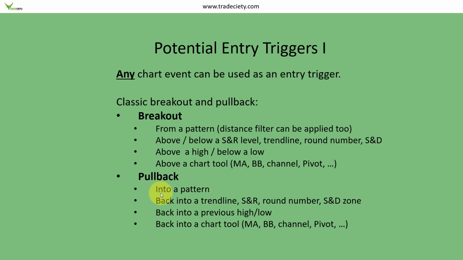And also, how do we trade the pullback? Do we just wait for the market to hit the neckline, or do we wait for the market to pull back and show us some reaction? We could have a pullback back into a trend line, back into a support and resistance level that has been broken prior, into a round number, into a supply and demand zone. We could have a pullback into a previous swing high and low, so a previous high may become a low, a previous low may become a high when a trend unfolds as well. Or we could have a pullback into any chart pattern, moving averages, Bollinger Bands, anything really.